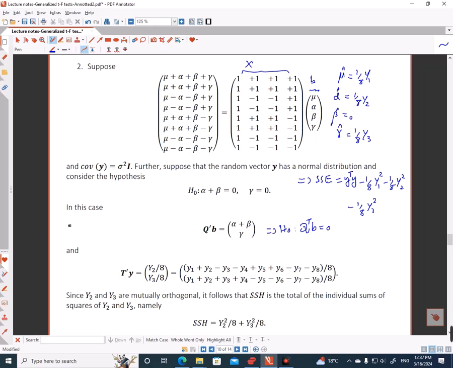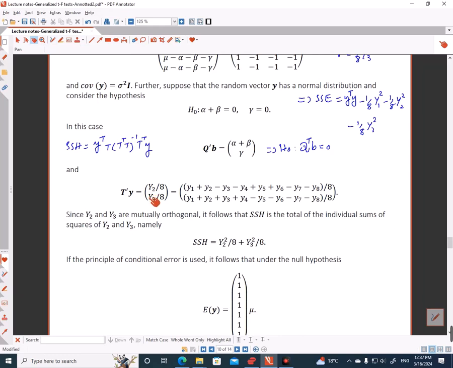Once again, we need to construct our SSH. The SSH is y prime t prime t inverse t prime y. But we know that this is actually the t prime y. You can easily write it in this way.